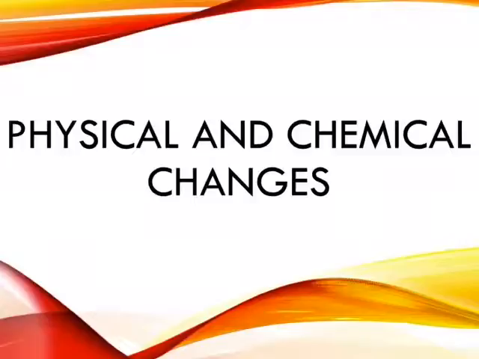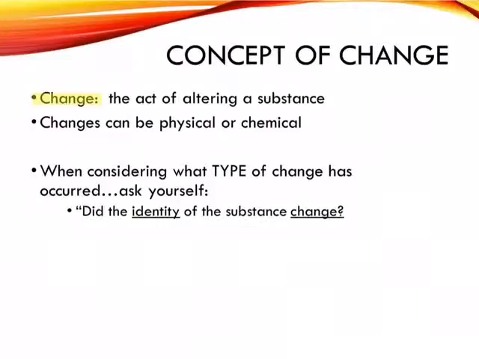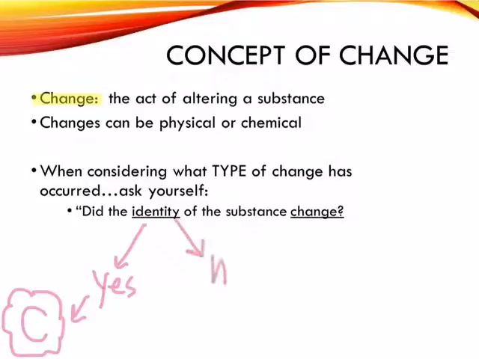Next, we're going to talk about chemical and physical changes. How these substances turn into other things can either be physical or chemical. If it's physical, the identity of the substance hasn't changed. And if it's chemical, it has changed into something new. So change just means altering the substance. If the identity changes, if the answer is yes, that's going to be a chemical change, C for chemical. If the answer is no, that's going to be a physical change, P for physical.